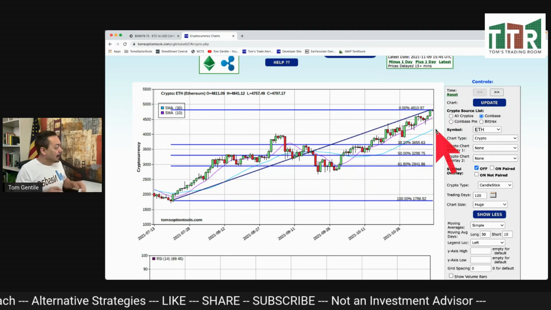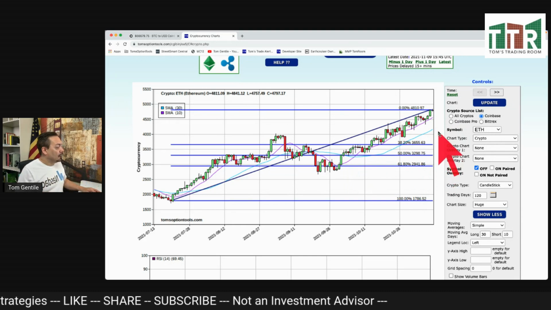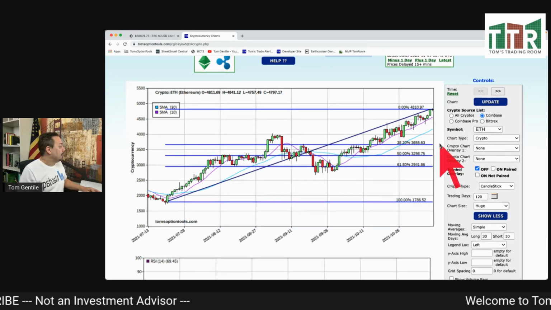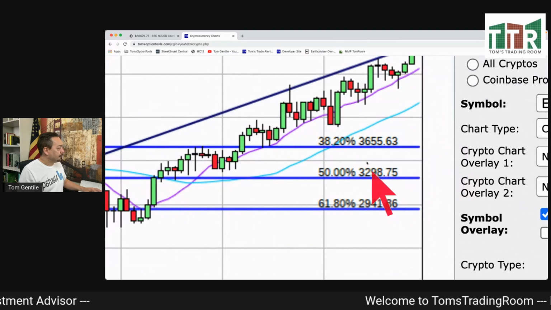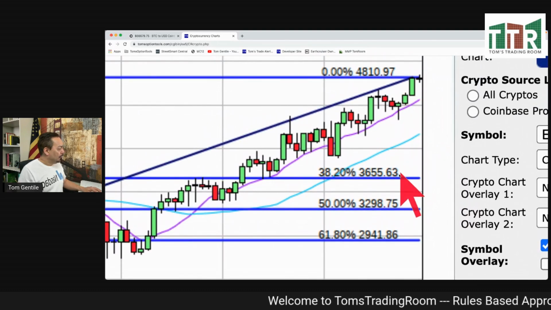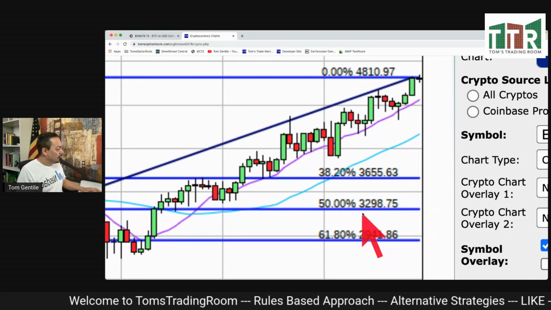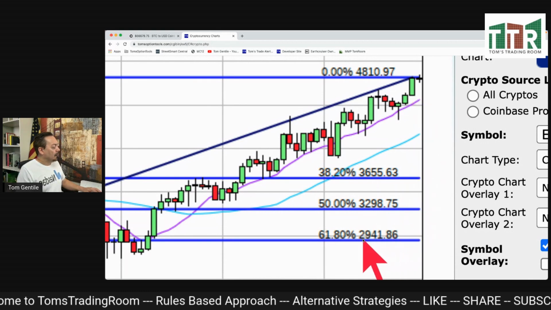I don't have any pullback information as of right now. We're not seeing any pullbacks happen, but if they do, this is what we're looking at for Ethereum. The 38% retracement would take us down to around 3,655. 50% off takes us to 3,298. And 61%, 2,941.